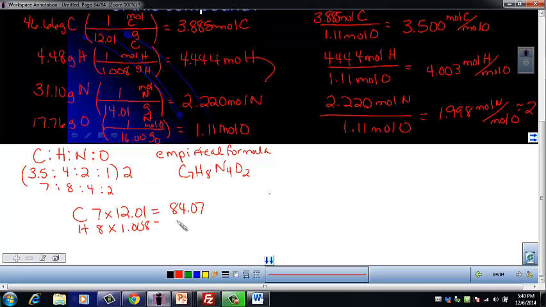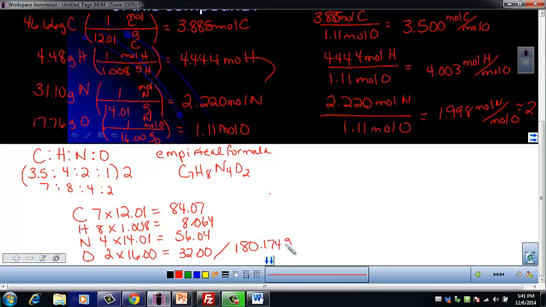1.008, and that's going to give you 8.064. And then you've got your nitrogens, 4 times 14.01. That gives you 56.04. And then your oxygen, you have 2 times 16. And that gives you 32.00. When I add that up, my total there is going to be 180.174 grams per mole.